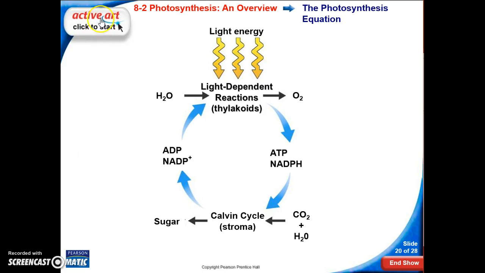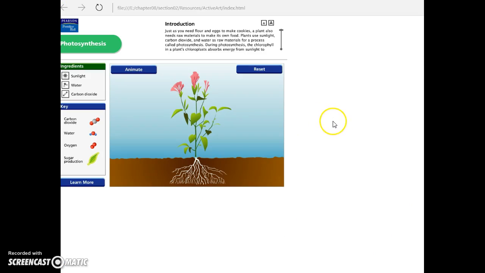You can see, I'll start this little active art so you can see the process visually played out here. Okay, so this is what they call active art, and it's just a little way to show how photosynthesis works and the ingredients. So first of all, we have the addition of sunlight. So you can see that being added here. And then we need the addition of water. So water is going to actually enter the plant through the roots there.